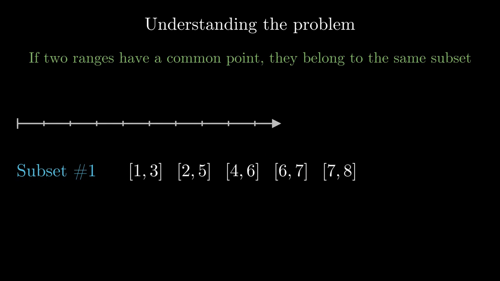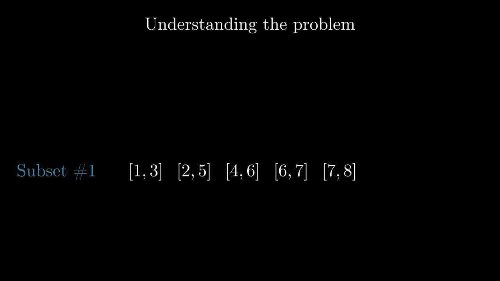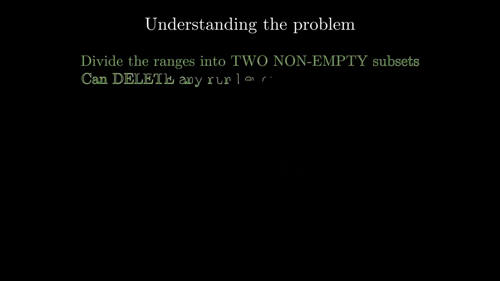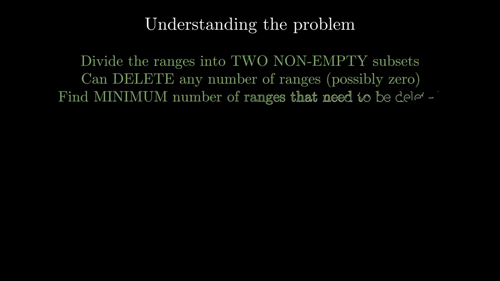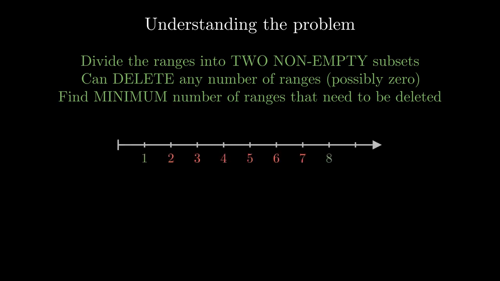We have now understood how to divide the set of n ranges into subsets. Now, let us look at what Chefina wants. She wants to divide the ranges into two non-empty subsets. She can delete any number of ranges, possibly 0, to achieve this. We need to find if it is possible, and if so, the minimum number of ranges that need to be deleted to achieve it. In our previous example, we can delete either [2, 5] or [6, 7] to achieve this. This gives us one subset with 3 ranges and one subset with 1 range.